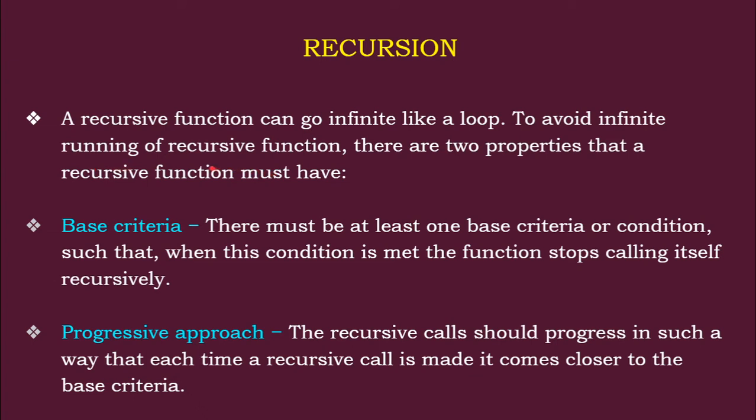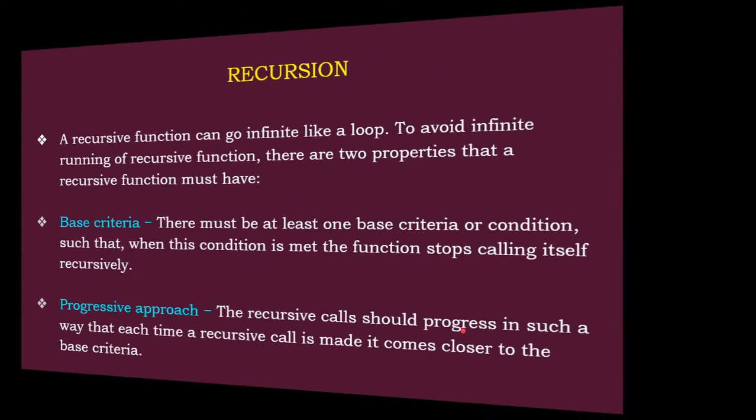So here we have a basic criteria, and then we have the progressive approach. The basic criteria defines the condition on which the function has to be stopped, and the progressive approach recursively calls the same procedure where each time progress is made and the progress comes closer to the base criteria. So that is the concept of recursive function. Let us see the two examples of Fibonacci series and the factorial function.